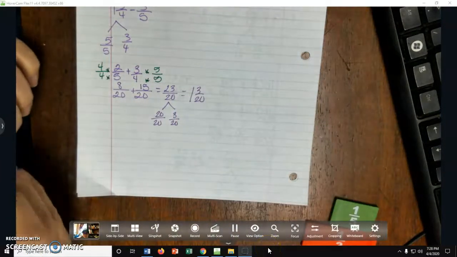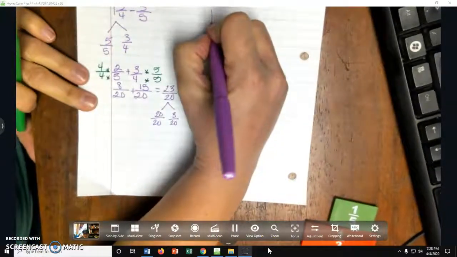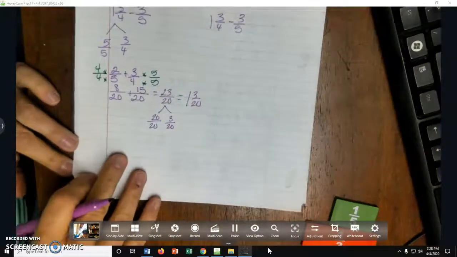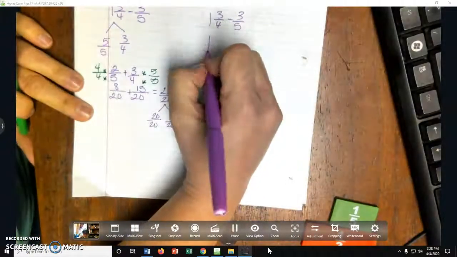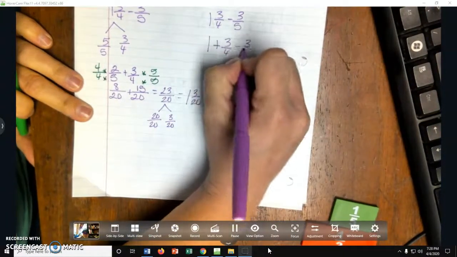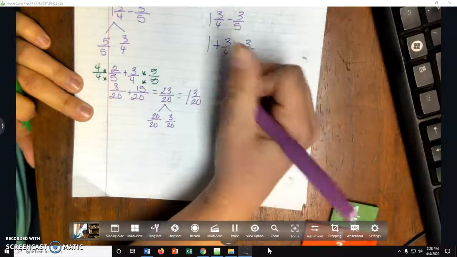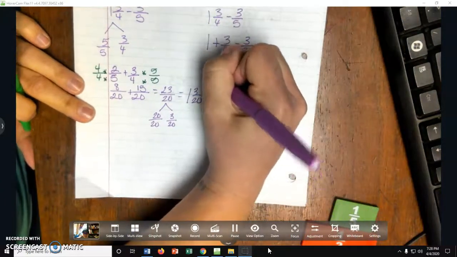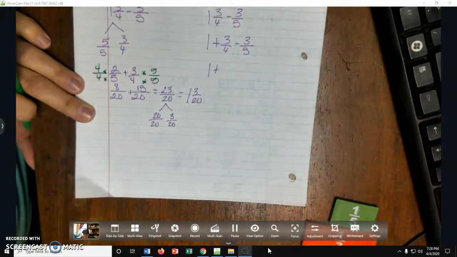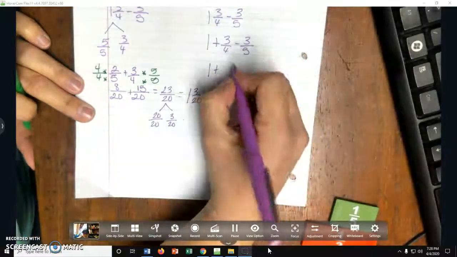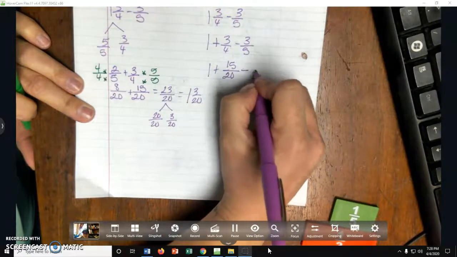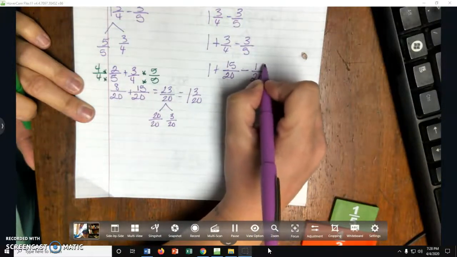1 3/4, same problem, minus 3/5. All right, another way we can think about this is we can look at this as 1 whole plus 3/4 minus 3/5. So for right now, we're going to leave this 1 whole out here, and we're going to get our common denominator. We've already done all of that hard work over here. Okay, so this becomes 15/20, and this becomes 12.